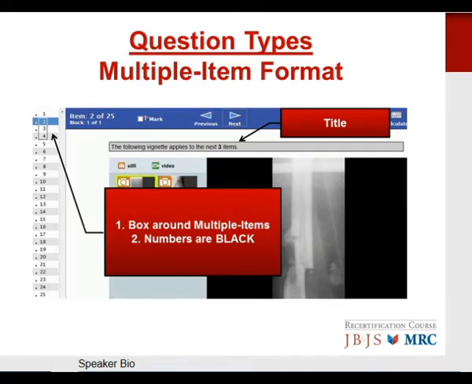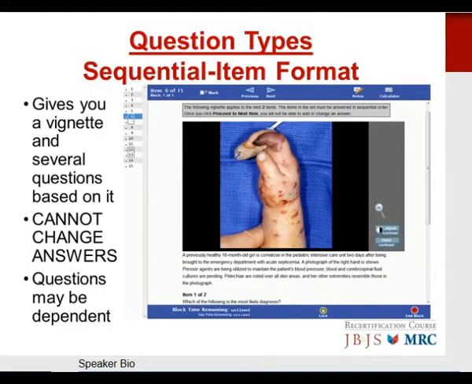Contrast that to the next type of question. This is called the sequential item format. This is where you're given a vignette and several questions based on it, but you cannot change your answers. You must go through them in sequence, hence the name. The questions may or may not be dependent. And again, these will be identified based on the black box and the numbers.